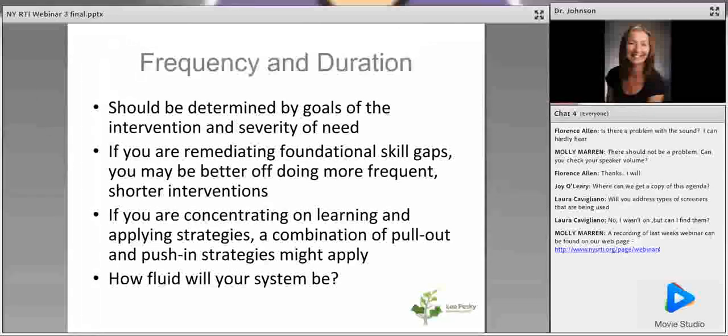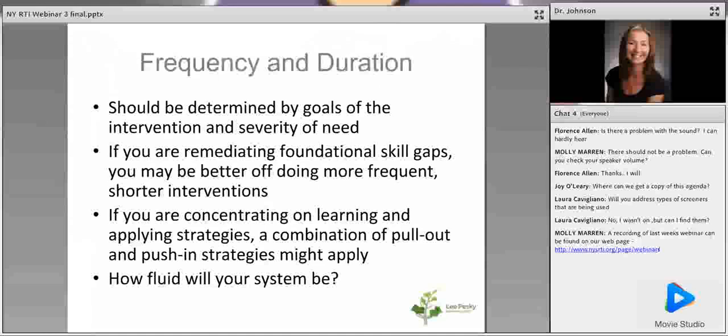So we have walked through having our leadership team manage our RTI process. We have made sure that we allocate time for assessments. We have identified our student need and come up with creative solutions for making sure we can structure our day to provide that intervention. But the other consideration, and this one shouldn't necessarily be after, this should be a part of, right, is thinking about the frequency and duration of the intervention. And again, that should be determined by the goals of the intervention and the severity of need of your group.